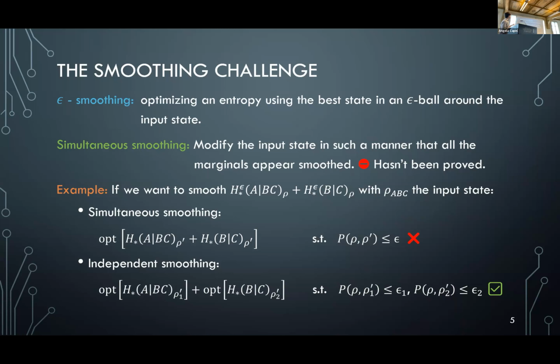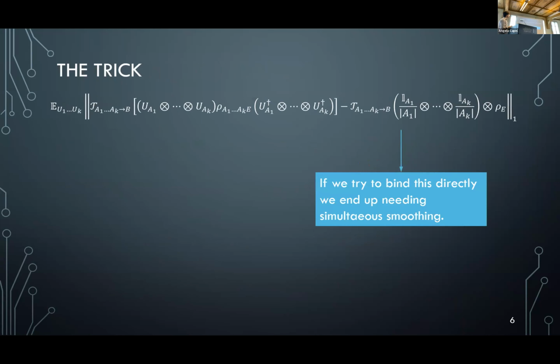We don't know that it can be done, so we want to do independent smoothing, which is that in the back, optimizing independently each one of these different entropies. That's the idea. So how can we do this? And this is the main trick that we use to avoid simultaneous smoothing.